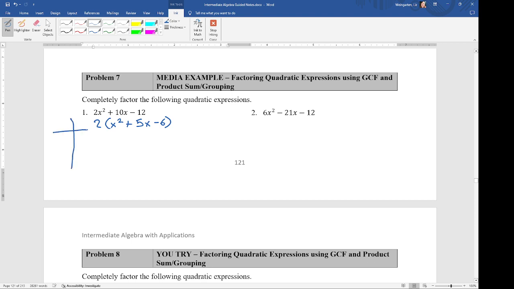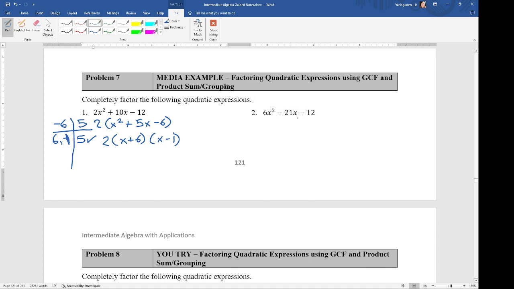I'm going to use product sum. Negative 6 times 1 is negative 6. Our sum is 5. We know we want the larger number to be positive, and they're kind of far apart because 5 is kind of a big number. So I'm going to use 6 and negative 1. Oh, that is supposed to be a negative 1. 6 plus negative 1 does give us 5. That is how we want to factor this problem. So we're going to have 2 times x plus 6 and x minus 1, which we can do because our a was 1.